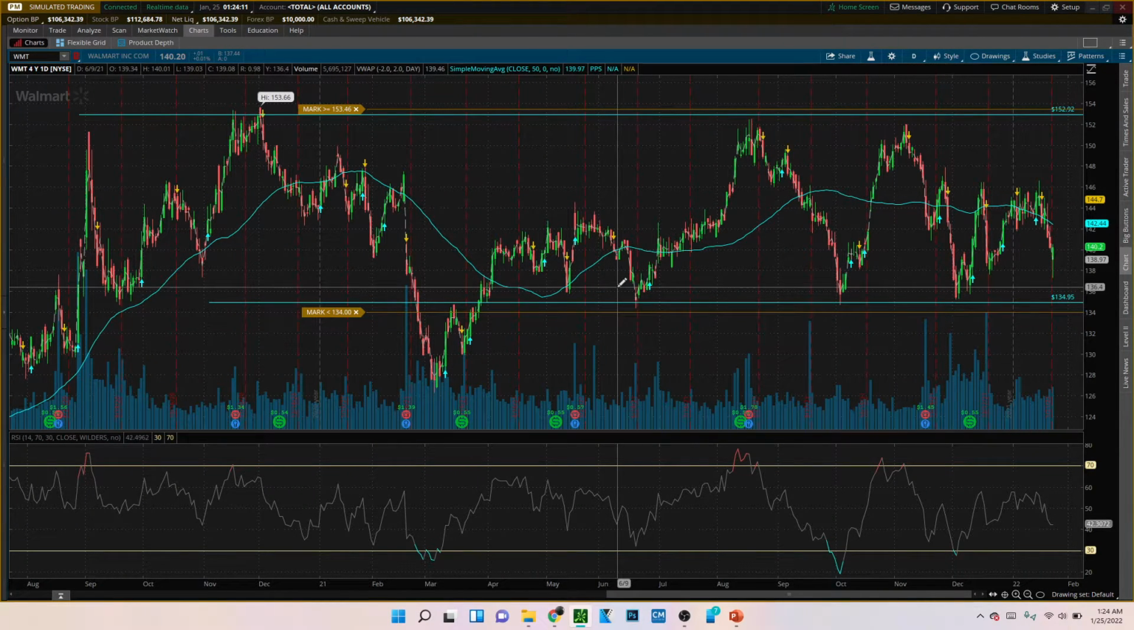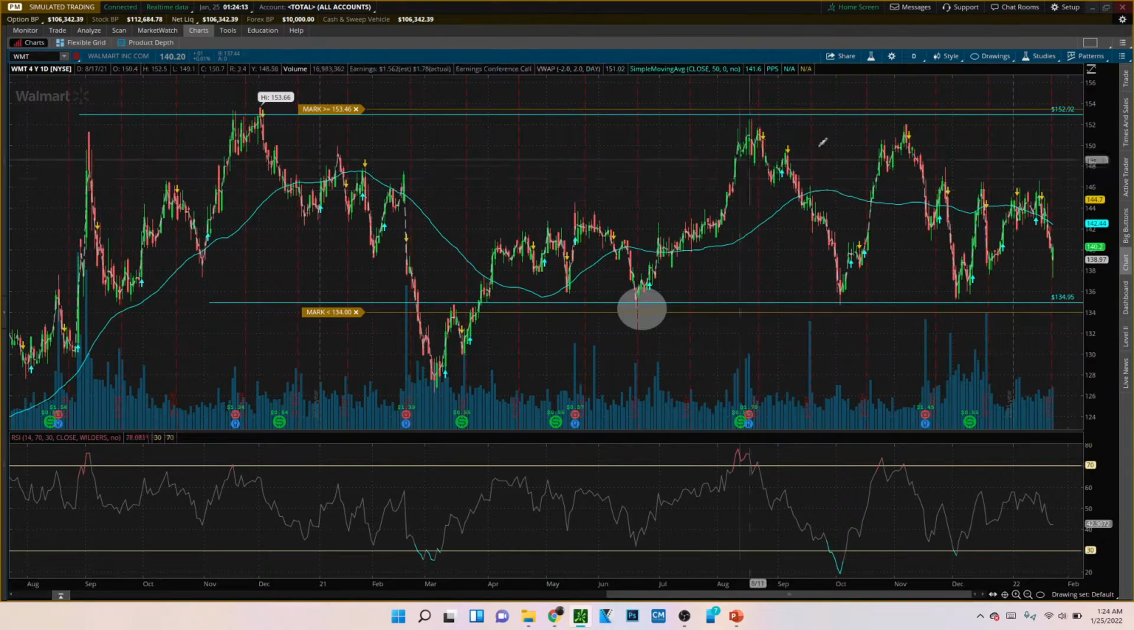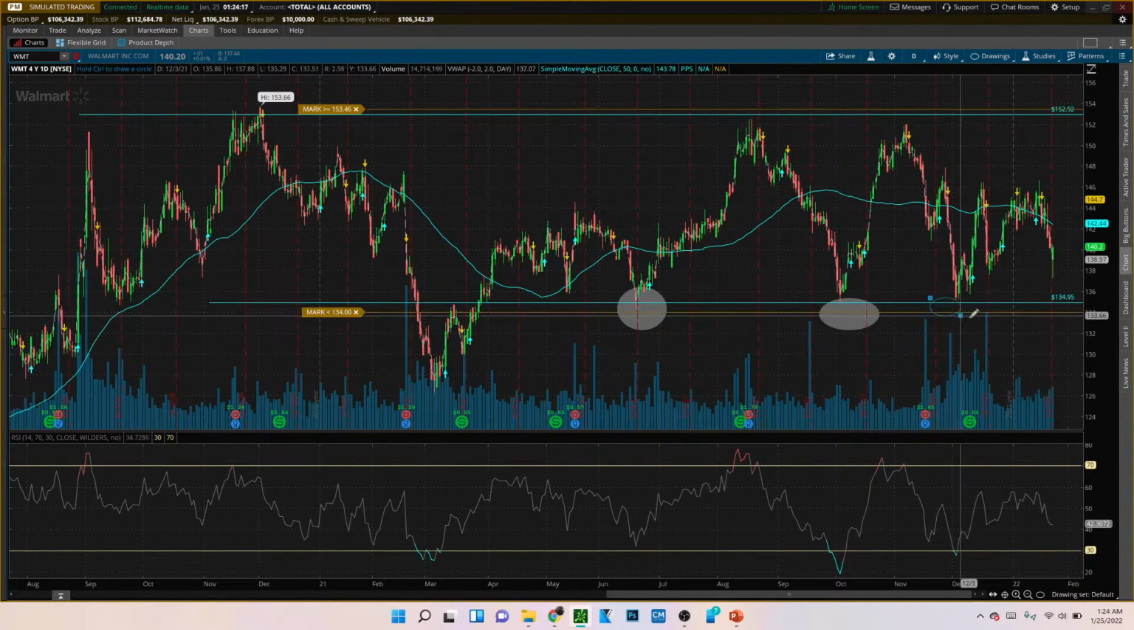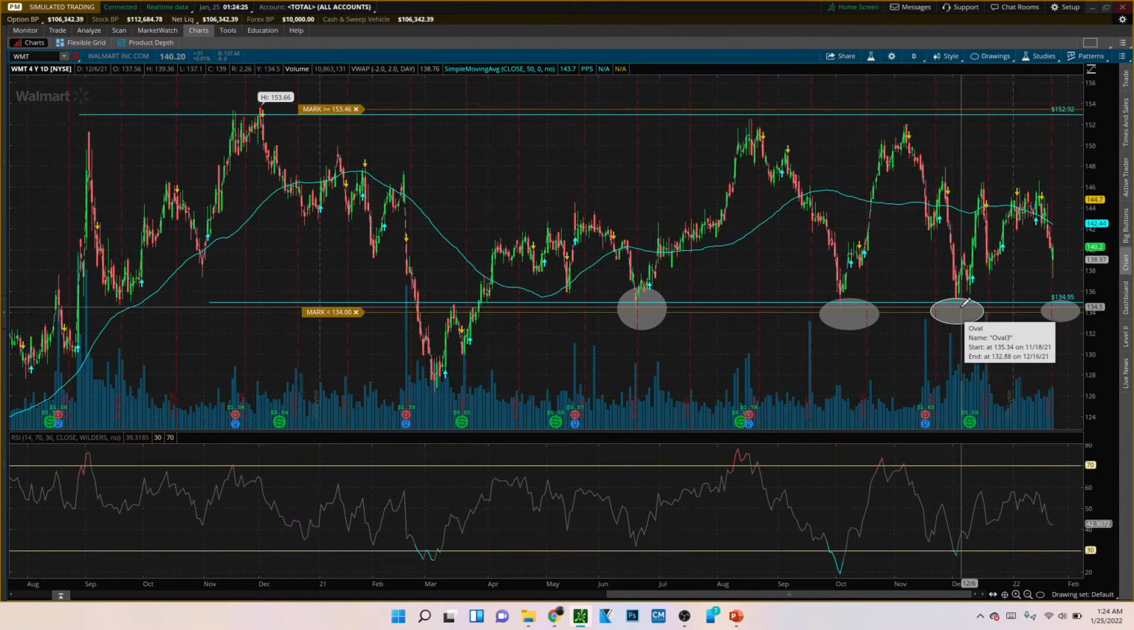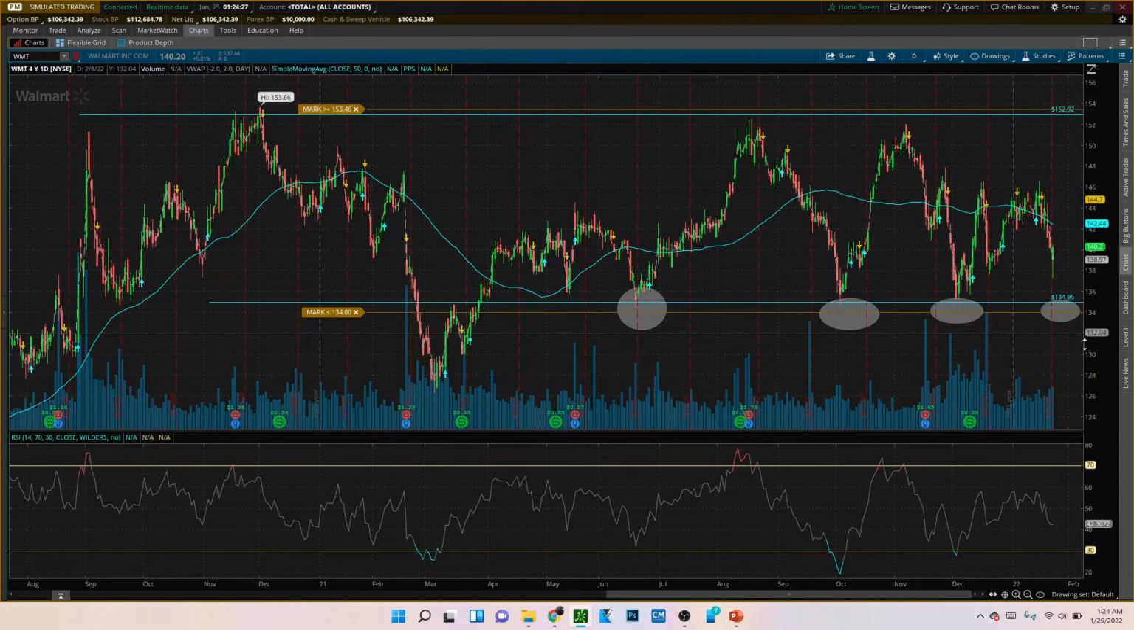Walmart has been trading in a range. You can see this clear level, boom, bounced off here, boom, bounced off here, boom, bounced off here. So maybe in the next few days, we'll get another bounce here. And that's where we want to take our shot at this stock. This is where we want to get in at this 134.95-ish level. Maybe it doesn't tag it perfectly, but we want to get in around that level.